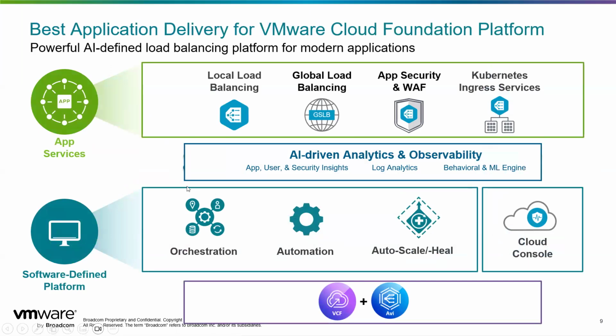Now, this platform provides us the orchestration, automation, auto scaling, self-healing, all of these capabilities. On top of this platform, this is where we're going to deploy capabilities like load balancing, global or multi-site load balancing, application security, web application firewall, and ingress services for things like Kubernetes. And because this is a control plane architecture, the controllers sit out of band all day and have nothing better to do but provide rich application analytics and visibility, applying artificial intelligence to tease out, instead of 5 million data points, one bit of really actionable information.